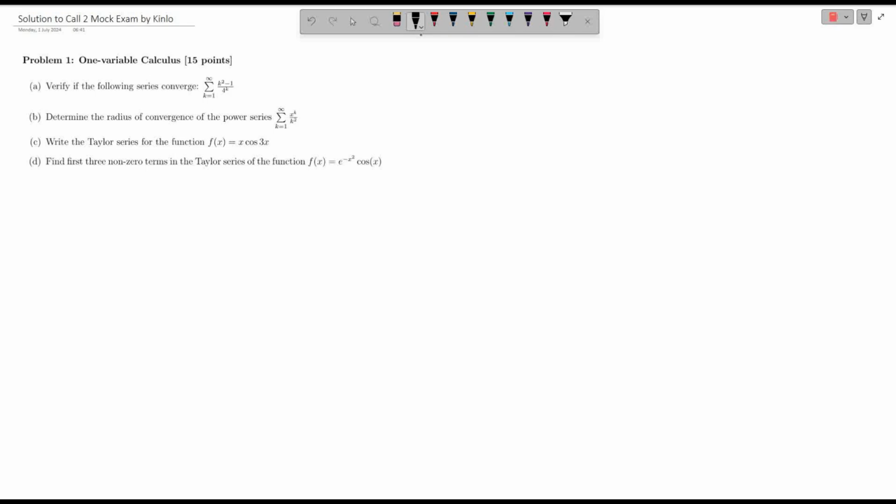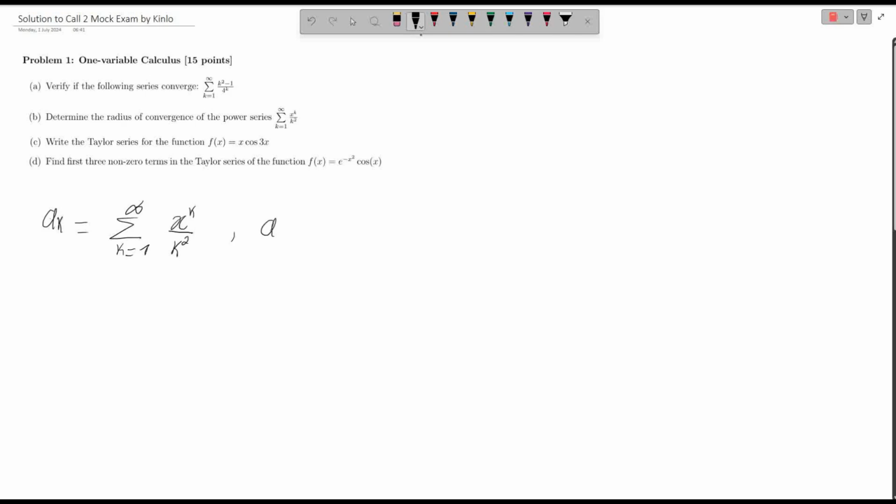So it says determine the radius of convergence. We are going to use a similar approach as the solution to the first question. To do that we are going to name our series as usual. In this case it's a power series. Then we have our a_k to be the sum from k equals 1 to infinity of x raised to the power k divided by k squared.